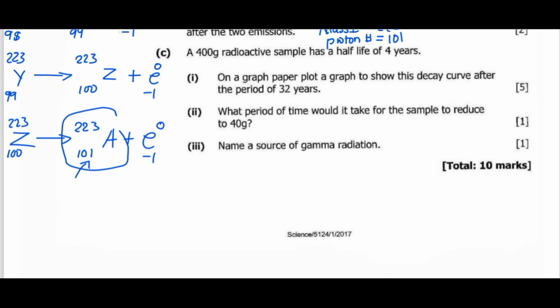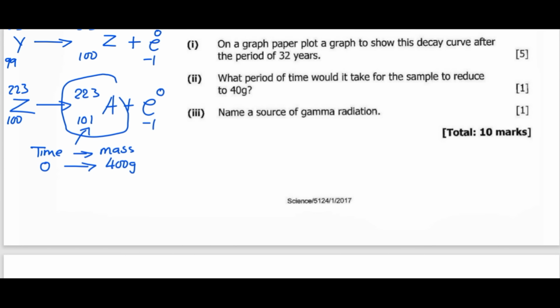Then let's look at what else we have. A 400 gram radioactive sample has a half-life of 4 years. On a graph paper, plot a graph to show this decay curve after a period of 32 years. So let's do this. We'll say time, then we'll have mass here. When the time was 0, the original mass was 400 grams. So this means that after 4 years, half of it must decay, so we are going to have 200 grams.